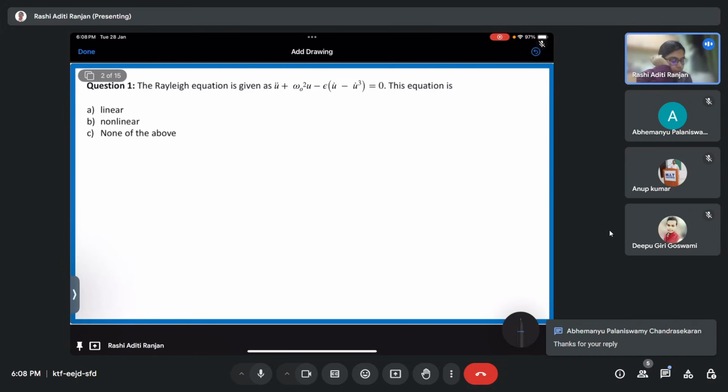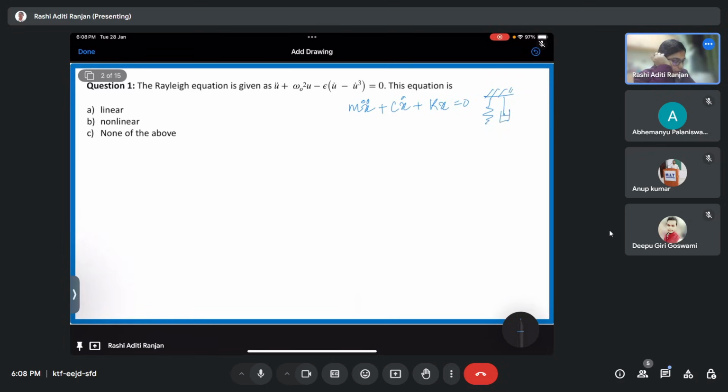For example, if I talk about the Duffing oscillator, which is not a Duffing oscillator, actually a spring mass system with damping. So we write the equation of motion as follows, wherein we have a support, a spring, a dashpot, and a mass m. This is C and this is K.